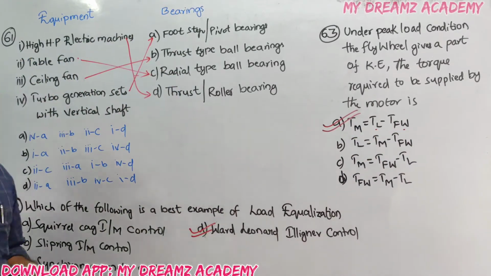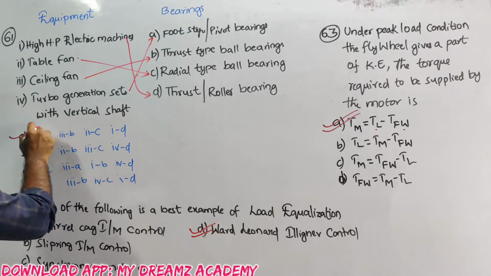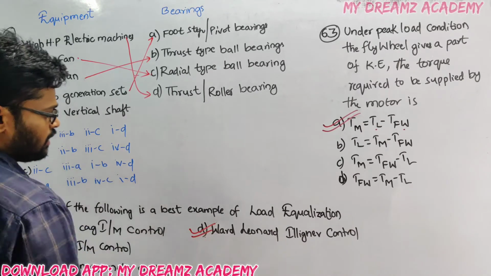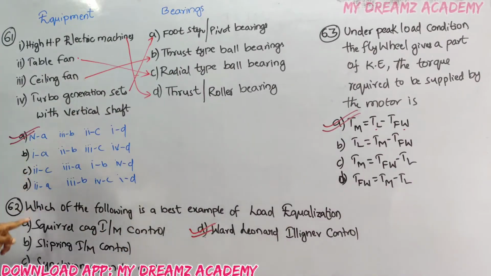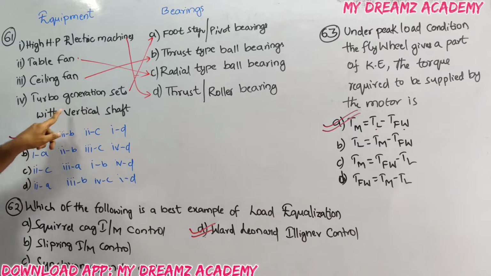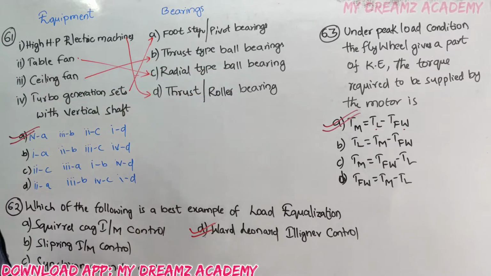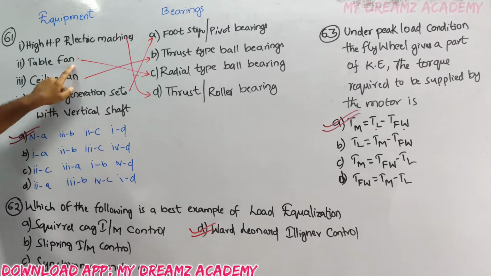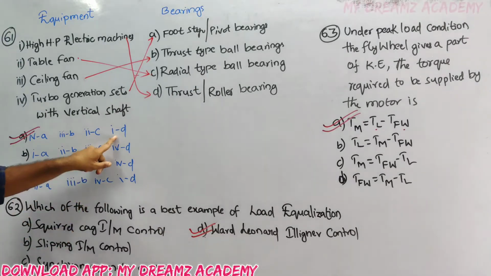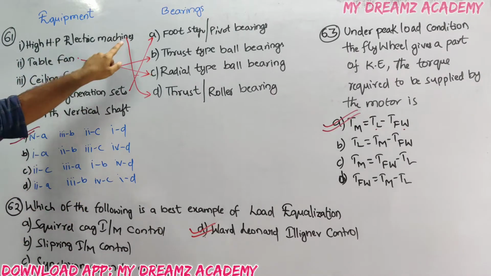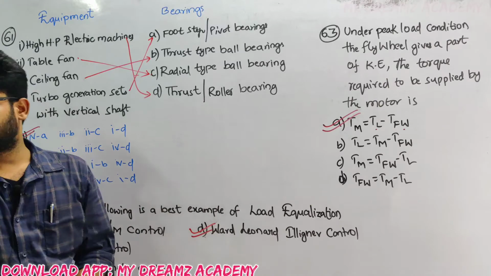So this is question number 63. For this one option A is correct, for this one option D is correct, and for this one option A is correct. So I will repeat this: the fourth one, A, is foot step or pivot bearing. Next, the third one, ceiling fan, thrust type ball bearings will be used. And the second one, table fans, will use radial type ball bearings. And the first one, high HP electrical machine, thrust type or roller bearings will be used.